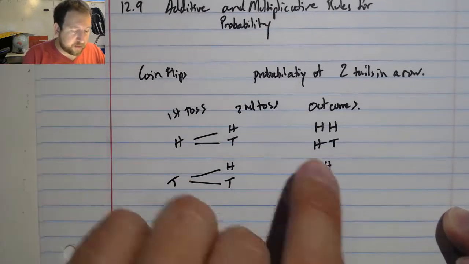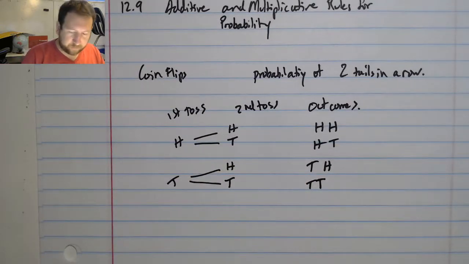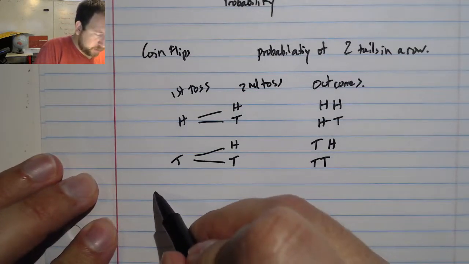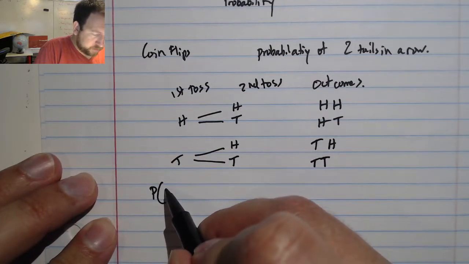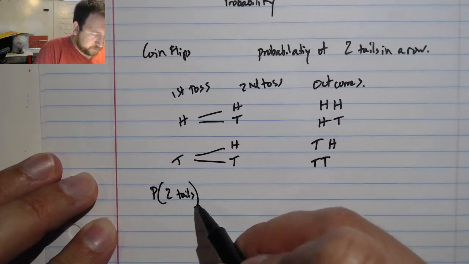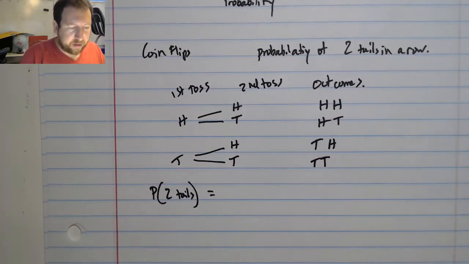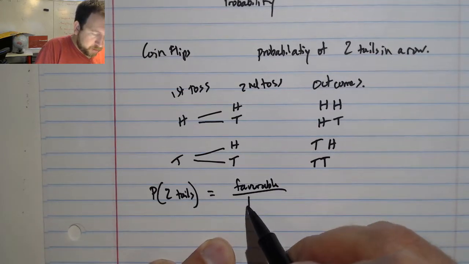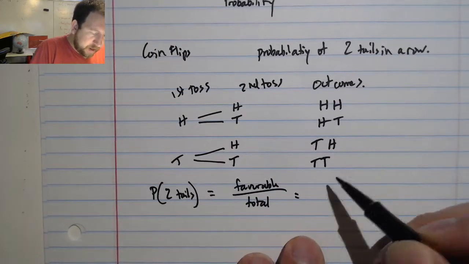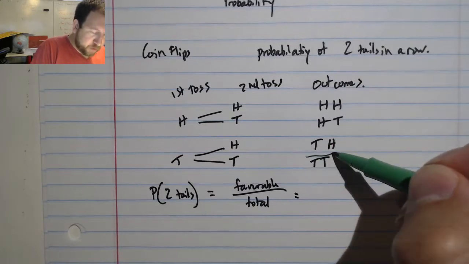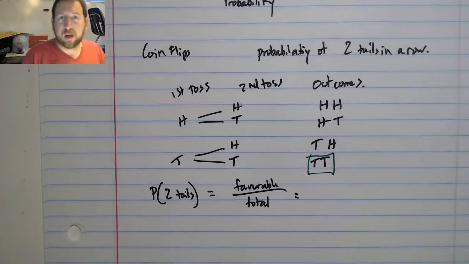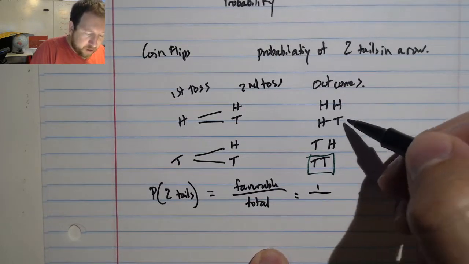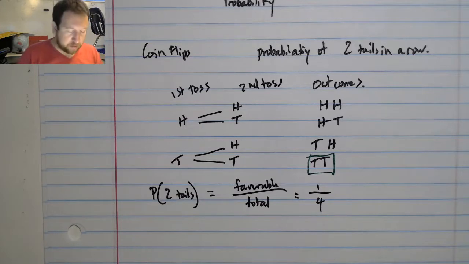So in this case, finding out the probability of 2 tails is pretty easy to tell. I can write this as the favorable over total. And I can see that up here I have only one time that this 2 tails appears. One time, and there are 4 total outcomes. So my probability here is 1/4, or I could even write that as 25%.